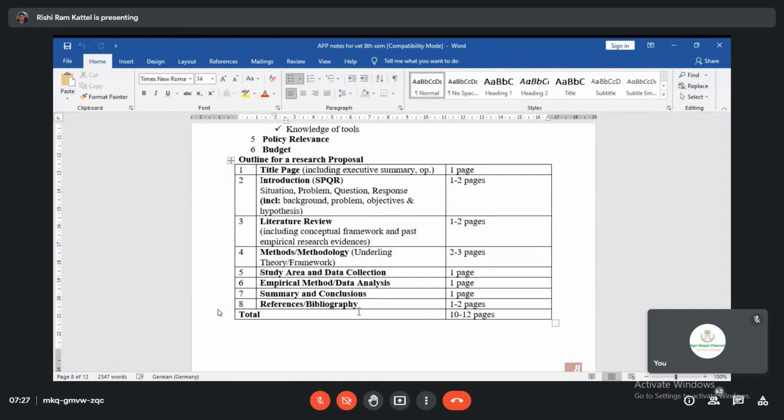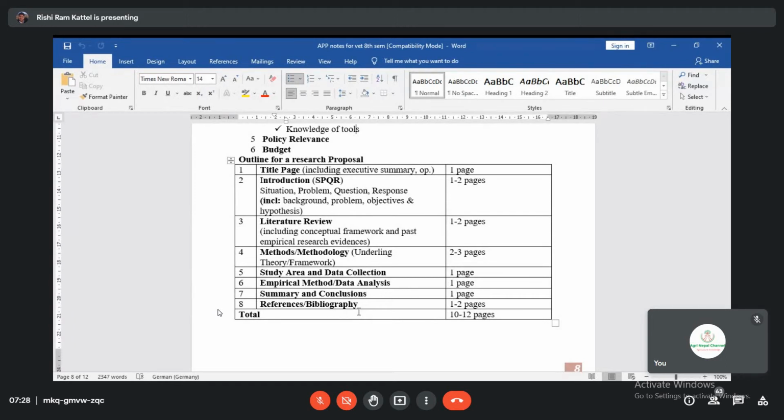If the donor or funding agency has given a format, you must write strictly in that format. Okay, the basic criterion for writing is to please follow the format. If there is no format, then you have to use the common hierarchical components. For example, a title page, an executive summary of 1 page, and an introduction: situation, problem, question, response. It is called SPQR: situation, problem, question, response.